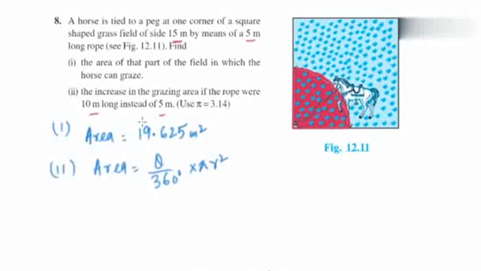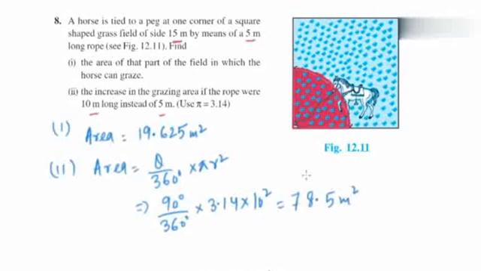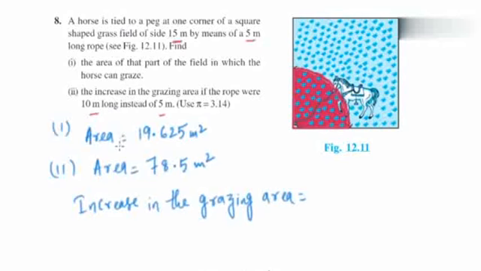Now in the second part it says that the length of the rope is increased to 10 meter. So when the length of the rope is increased to 10 meter, we'll take the radius as 10 instead of 5. So it will be 90 degree divided by 360 degree multiplied by 3.14 and multiplied by 10 square. And on solving this, we'll get the area as 78.5 square meter.